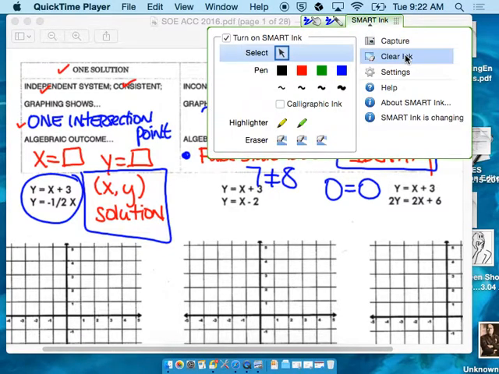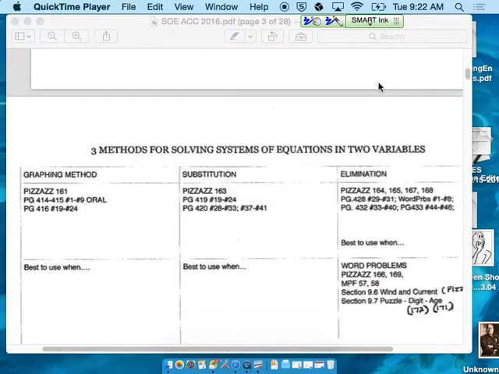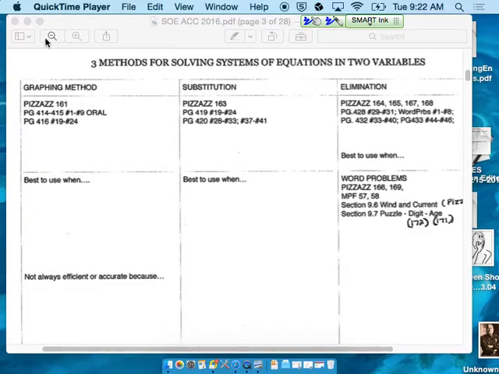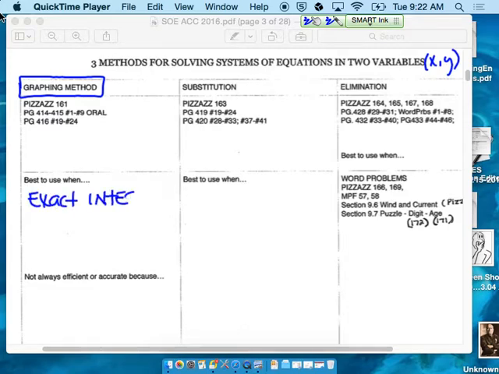Let's look at the three methods we're going to learn. So there are three methods for solving systems of equations in two variables. So we're going to have x, we're going to have y. The first method that's always taught is the graphing method. And graphing is nice. We can use it on our graphing calculators. It's best to use when you have exact integer solutions, I guess. It's not always accurate.